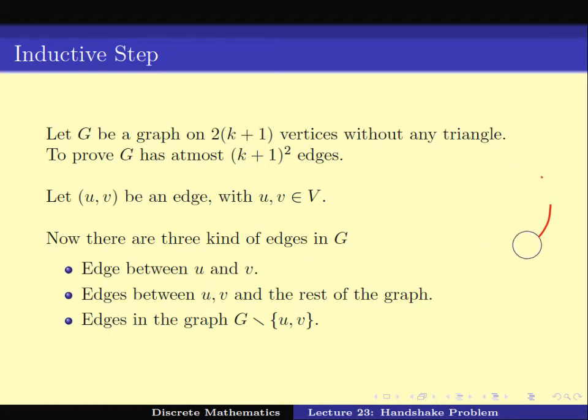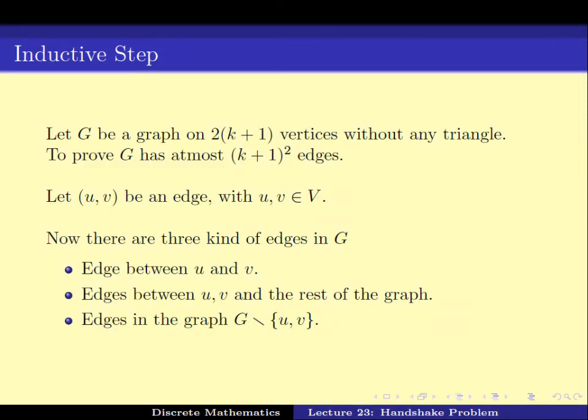Now I will count these edges in each of these 3 categories one by one. First of all, the first category is easy to see, that is just 1. What about the second category?